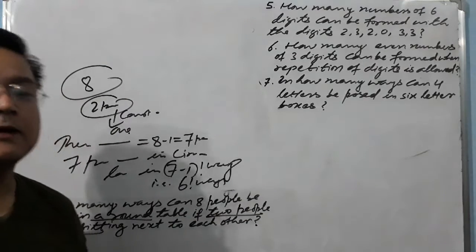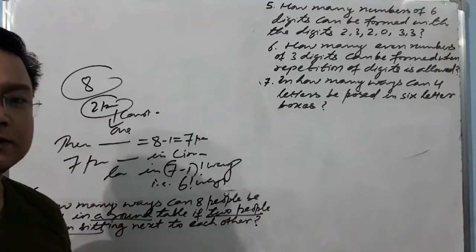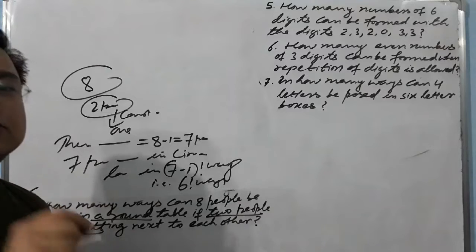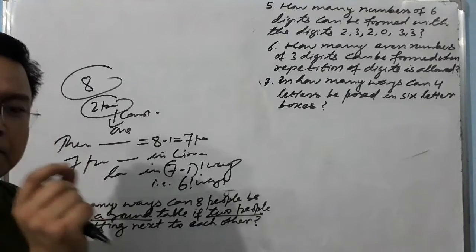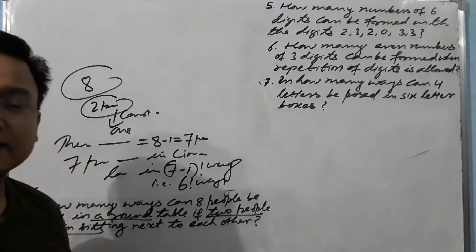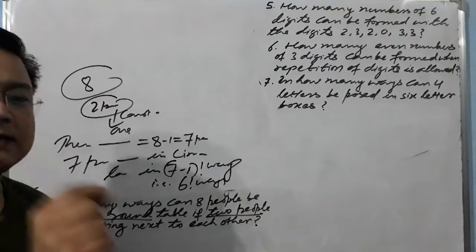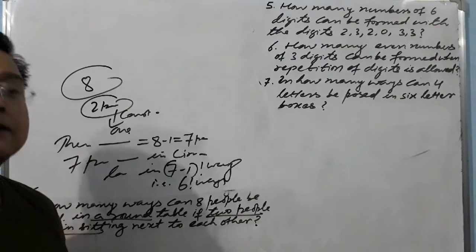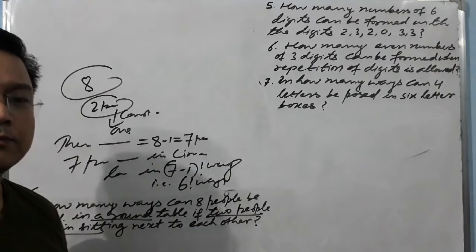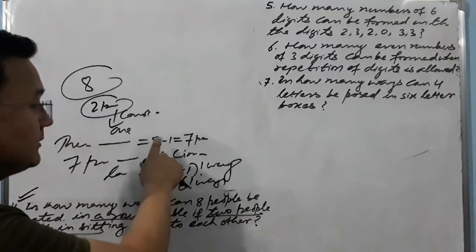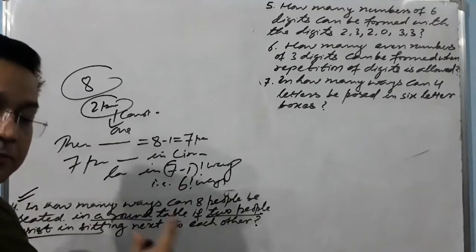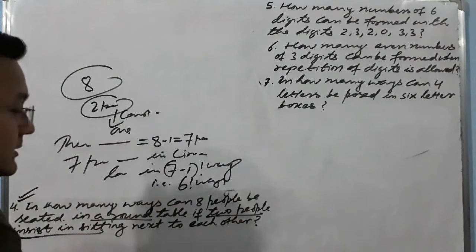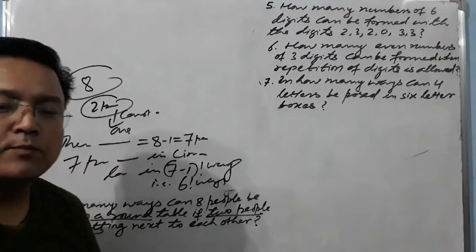Let me repeat. There are 8 people who want to sit at a round table, but 2 of them insist on sitting together. Then we have to consider those 2 people as a single person. If we suppose 2 people as single, then the number of persons will be 8 minus 1, 7 people. So 7 persons can be arranged at a round table in 7 minus 1 factorial, so 6 factorial ways. I don't think you have a problem here.